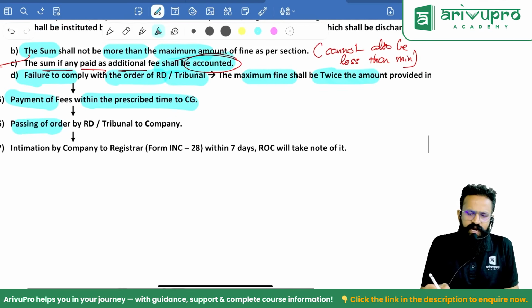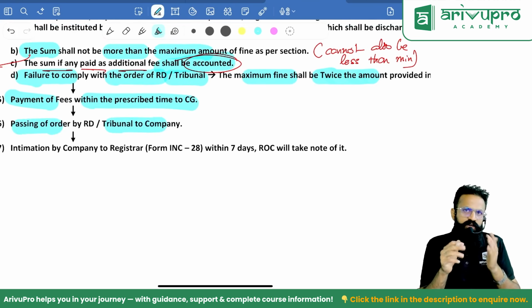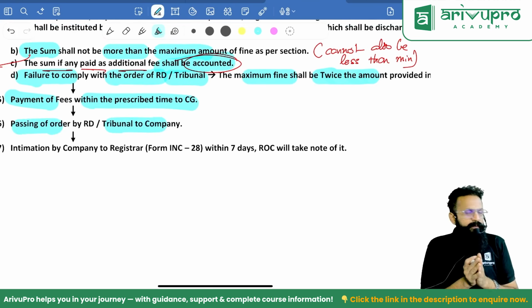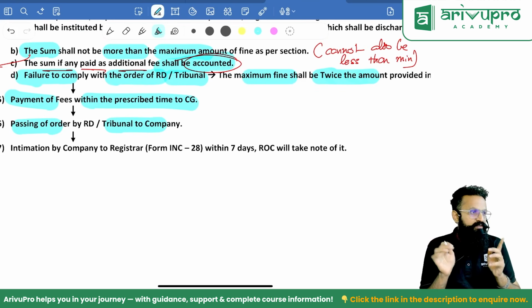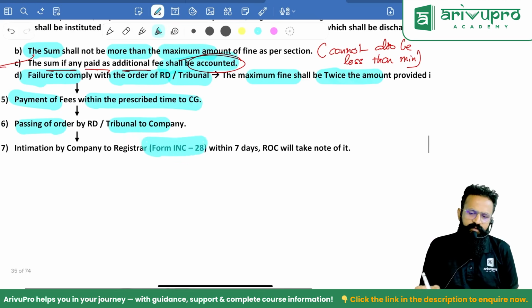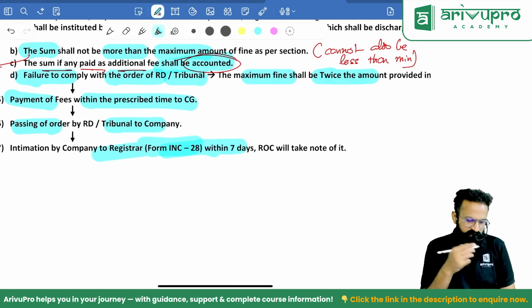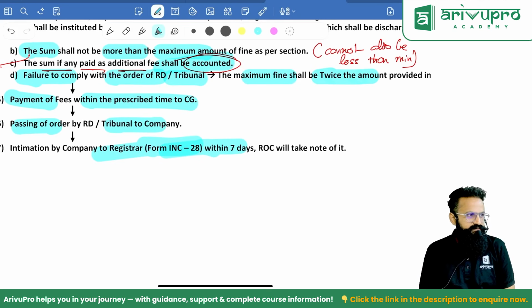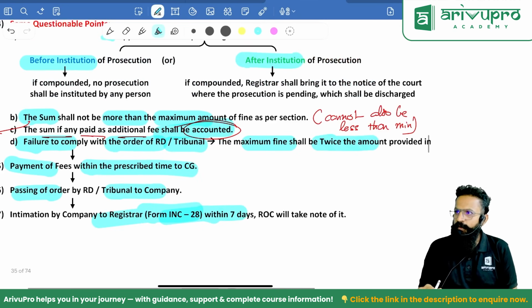Passing of order by the RD or tribunal to the company. We will pass an order and send a copy to the company. The company has to forward it to ROC because ROC should know. We will forward it using a form called INC 28 within 7 days. ROC will take a note of it. This is the whole process of compounding.